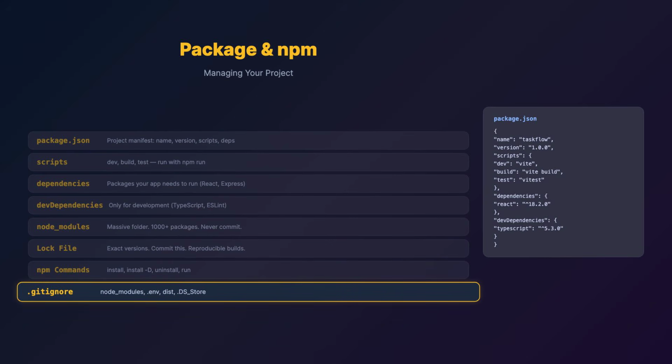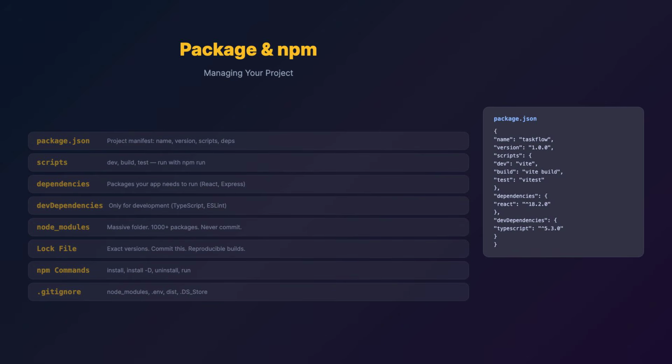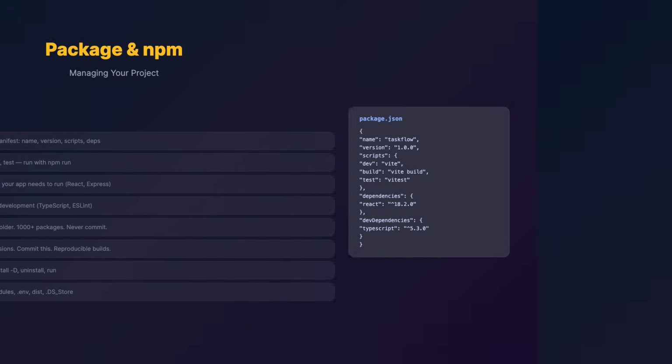The .gitignore file tells Git which files to skip: node_modules, .env, build output, and OS files like .DS_Store. If it's generated, secret, or huge, it goes in .gitignore.